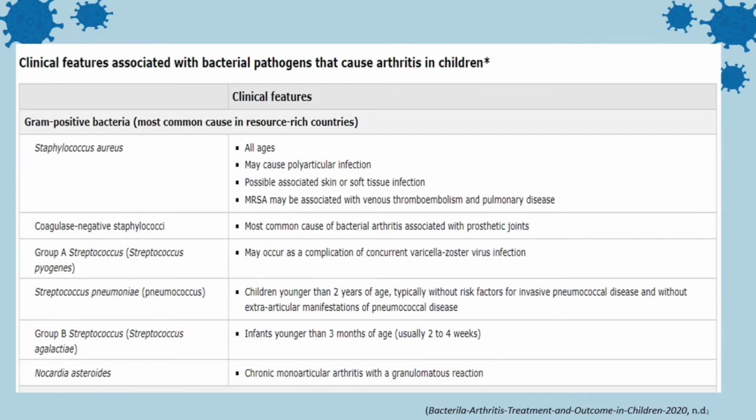Next is group A strep, like strep pyogenes, may occur as a complication of concurrent varicella-zoster infection. Next is strep pneumoniae. Children younger than 2 years of age are typically without risk factors for invasive pneumococcal disease and without extra-articular manifestations of pneumococcal disease. Group B strep, like strep agalactiae, affects infants younger than 3 months of age, usually in the ages of 2 to 4 weeks. For Nocardia asteroides, chronic monoarticular arthritis with granulomatous reaction.